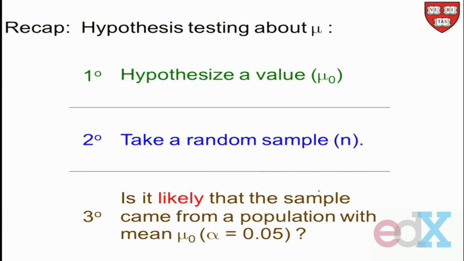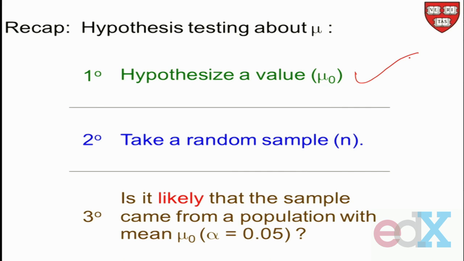So to recap, when we looked at hypothesis testing about mu, the first thing we did was we hypothesized a particular value for mu. We hypothesized a value for mu in the population. So for example, this might be what is the status quo. That might be the mu sub naught. We call that mu sub naught for the null, zero, null hypothesis. So this is a hypothesized value that we take.